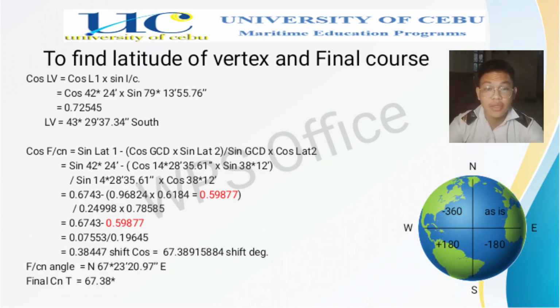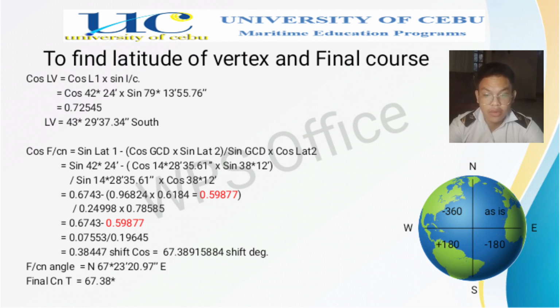In order to find the latitude of the vertex, we'll be using this formula: cos LV equals cos lat1 times sine initial course. We transpose the values, giving cos 42 degrees 24 minutes times sine 79 degrees 13 minutes 55.76 seconds. The product of it will be 0.72545. Then we press shift cos, then shift degrees in order to get the latitude of the vertex, which is 42 degrees 29 minutes 37.34 seconds south.